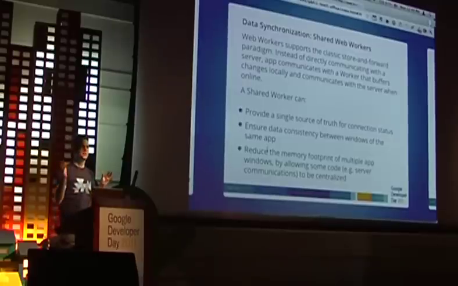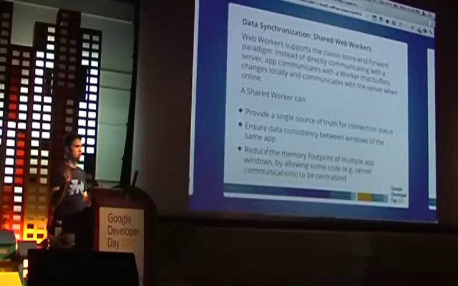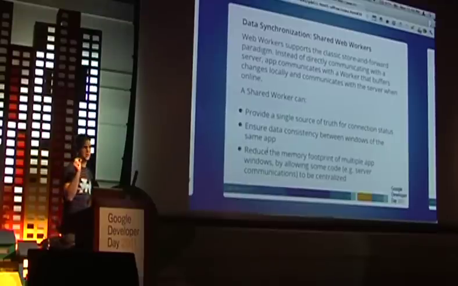And because you only have one shared worker being that source of truth, you don't have to run a lot of duplicate code across multiple tabs. It can just be in one place, which can reduce the memory footprint a little bit and make things a touch faster.